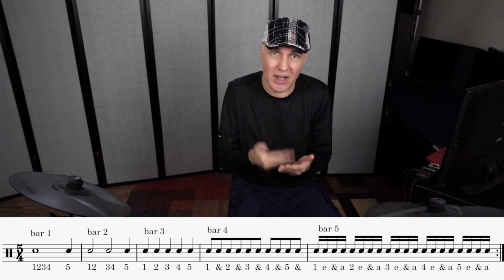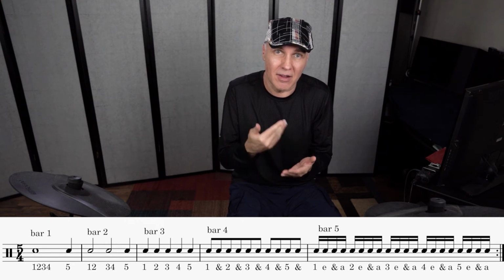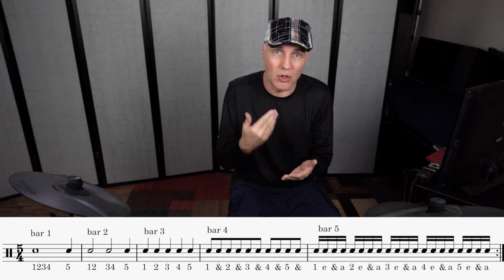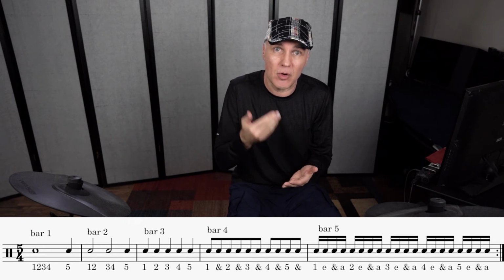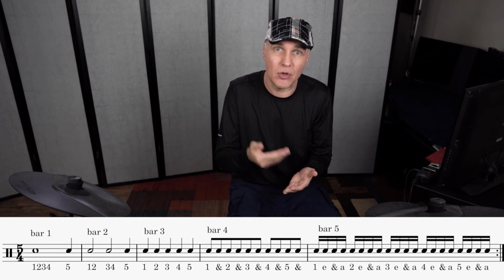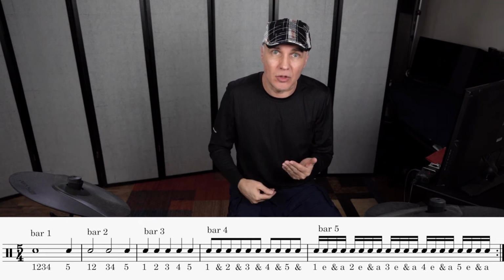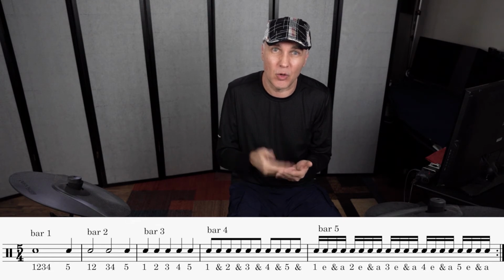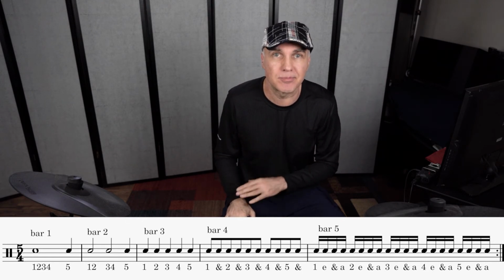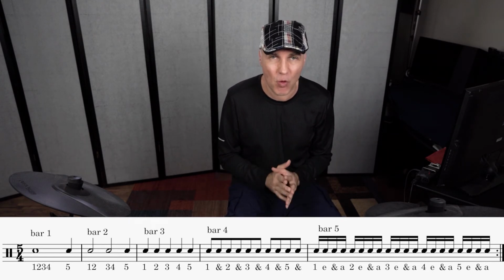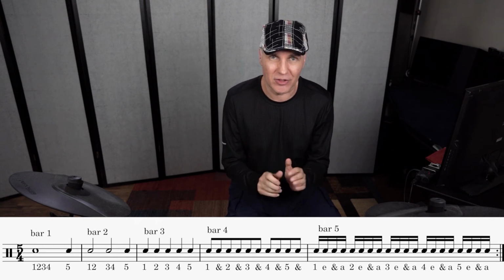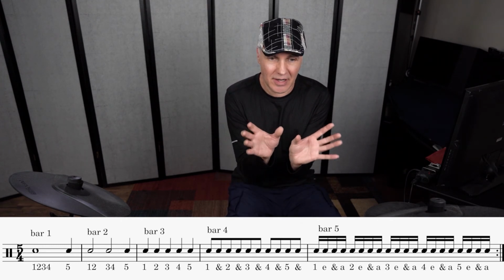Eighth note, eighth note, eighth note, eighth note. Quarter, quarter, quarter. Eighth, eighth, eighth, eighth, quarter, quarter, quarter, quarter. Half, 2, 3, 4. Whole note, 3, 4. Quarter, quarter, quarter, quarter. Okay? So 5/4. Quarter note still gets the beat, but look here.